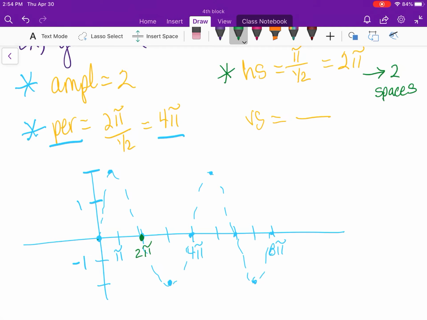So this point comes right 2 spaces. I take my maximum and move it right 2 spaces. I take this intercept and move it right 2 spaces. I take my minimum and move it right 2 spaces. And I keep that pattern up. And now when I connect my points, this green graph is going to be my final graph.